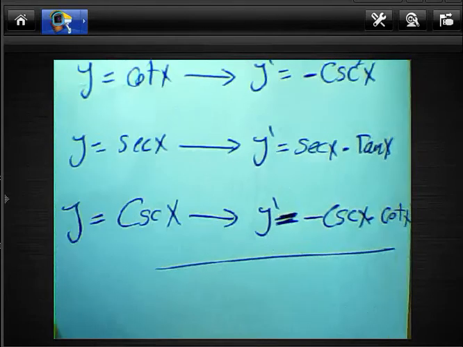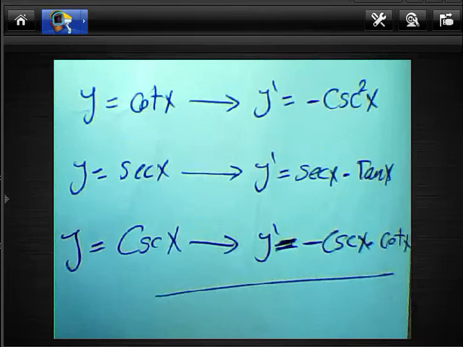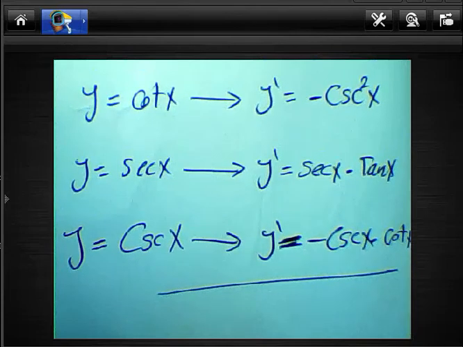Okay, you must put all these rules in your mind to simplify any question about derivatives. Okay.